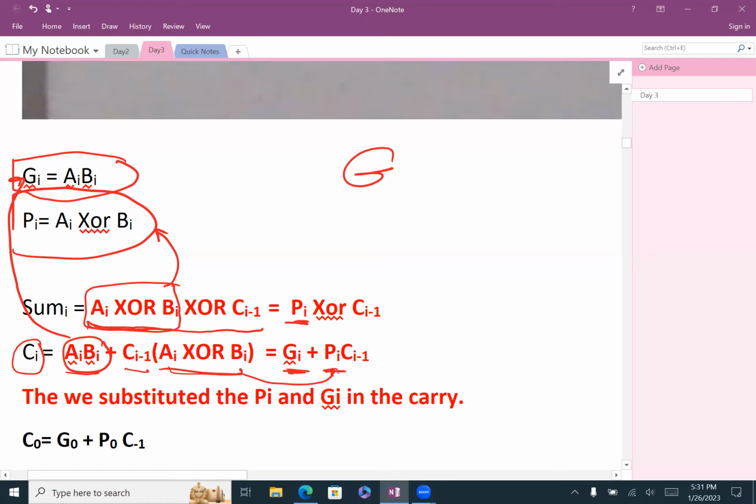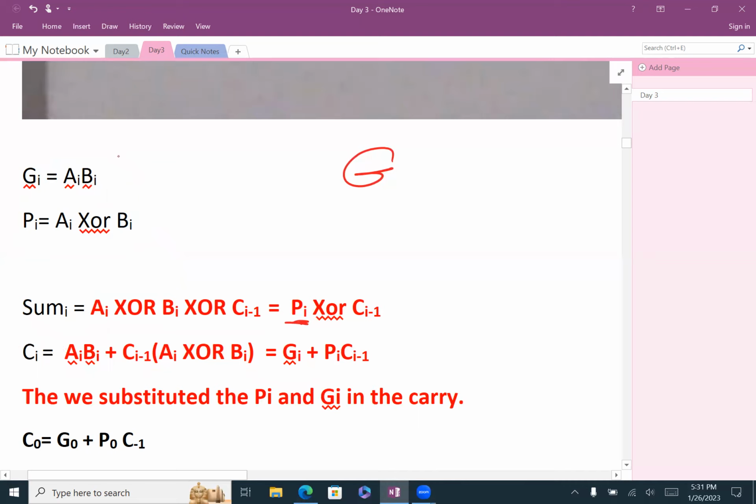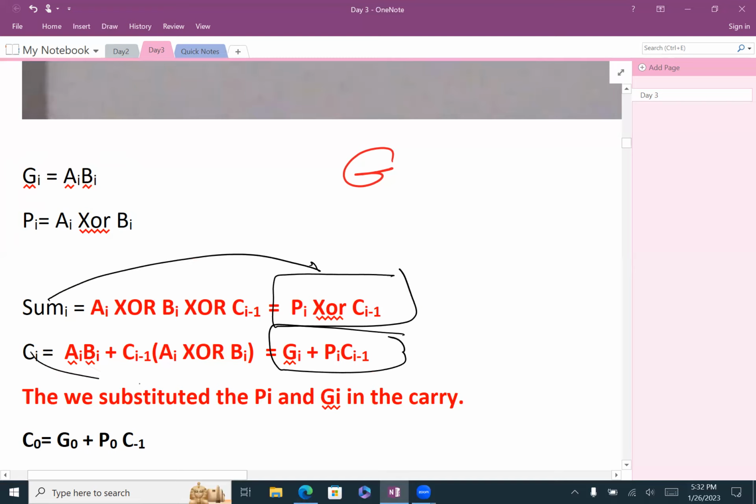Simple. So let me just delete this stuff and let's focus on it. Keep that in your mind. So the sum and the carry are here. All right. So now let's put some numbers. Now let's find the carry 0. I know it's there, but let's write it together here.